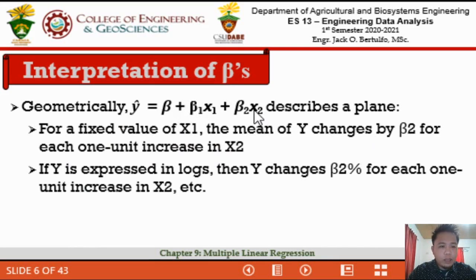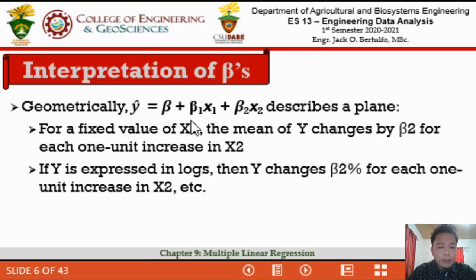Then we let x2 vary. Then we can say that for a fixed value of x1, the mean of y changes by beta 2 for each 1 unit increase in x2. Okay, so it's pretty simple, no? If we hold this constant, because this beta here is alpha.